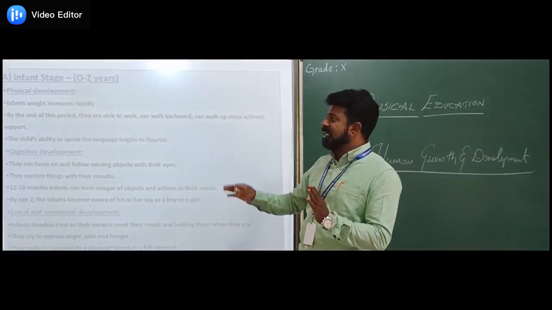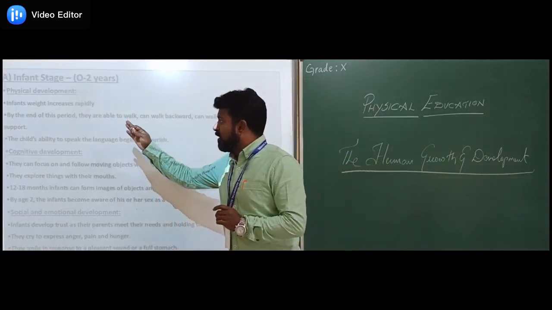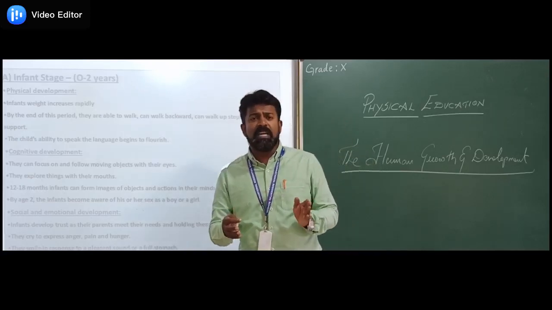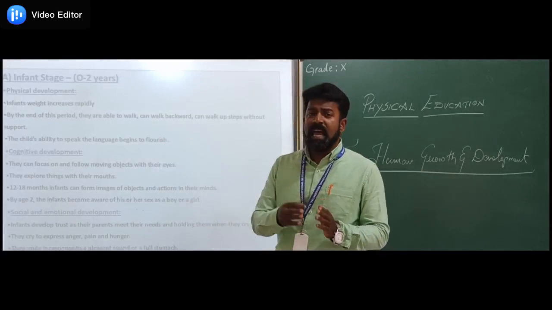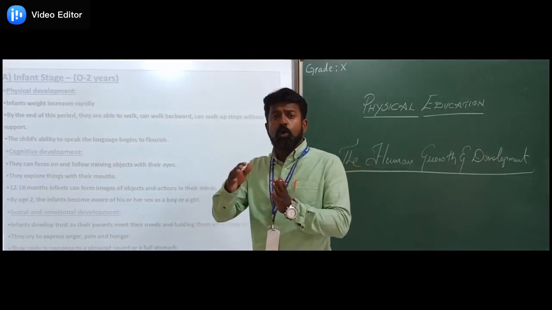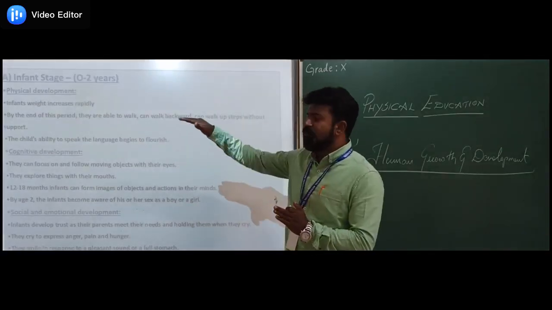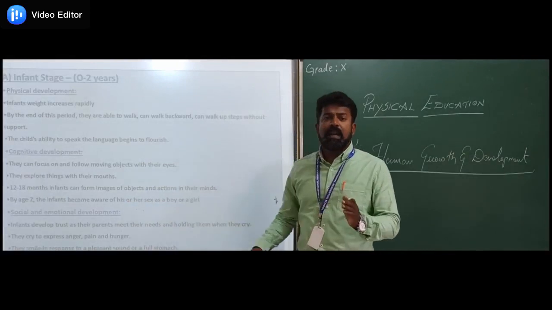What is the physical development in this stage? Infant weight increases rapidly. You know, when the child is born, on average the weight is 2 to 2.5 kgs or 3 kgs. That is an average. But when there is growth, there will be an increase in the weight also. That's what the first point clearly indicates: the infant weight increases rapidly.